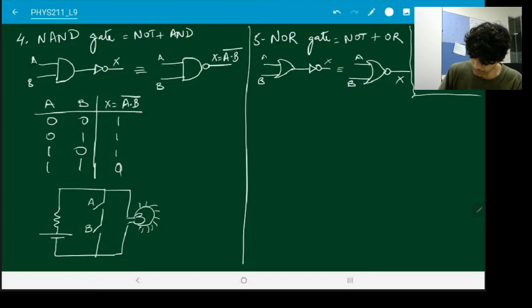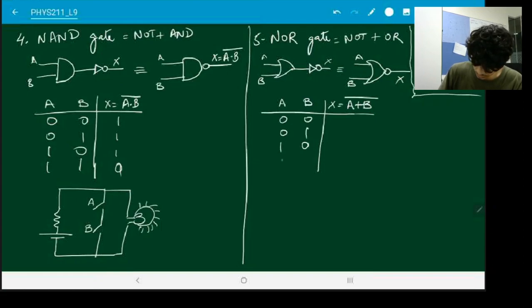And the truth table for this one, so this is A or B, the whole complement. So 0, 0, 0, 1, 1, 0, 1, 1. If it was OR, then 0, 0 would give me 0 and everything else would give me 1. But now it's the opposite. So 0, 0 gives me 1 and everything else gives me 0. This is the NOR gate.